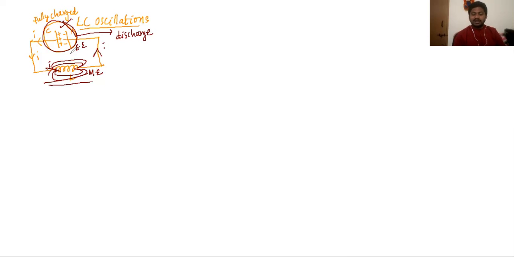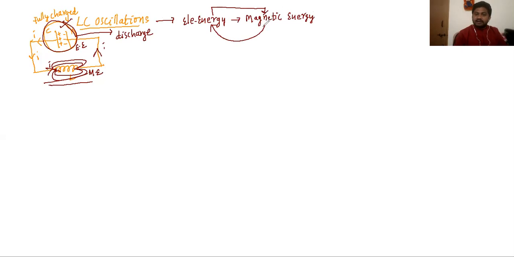It goes like that. See, what is happening in LC oscillations is that electrical energy converts into magnetic energy, and magnetic energy also converts back into electrical energy. So this kind of cycle takes place here: electrical energy to magnetic energy to electrical energy. This cycle takes place in LC oscillation. What exactly is meant by LC oscillation, I'll tell you.